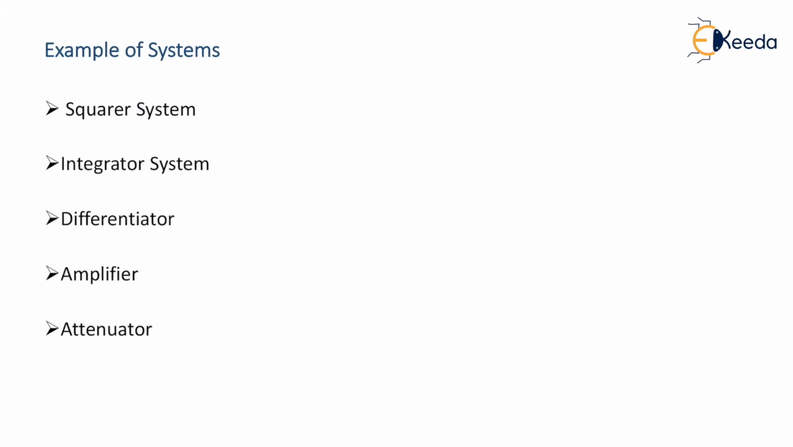The first one is called a squarer system. Now what is meant by a squarer system? Let us see. Say the system has input x of t and output y of t, and as I said, it is a squarer system. It means it will accept whatever input you give, square it, and that will be the output. So y of t will be equal to x square of t. So depending upon the functionality of the system, you can establish a relation between output and input.